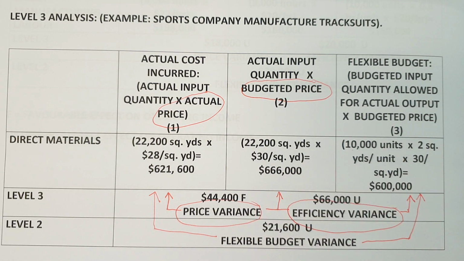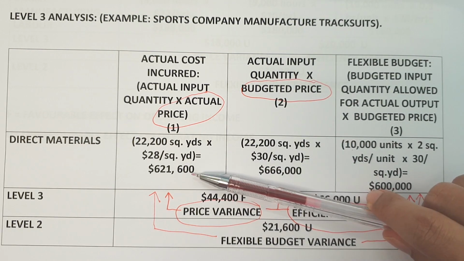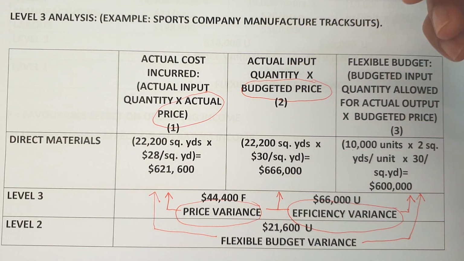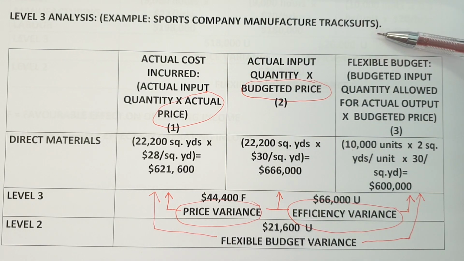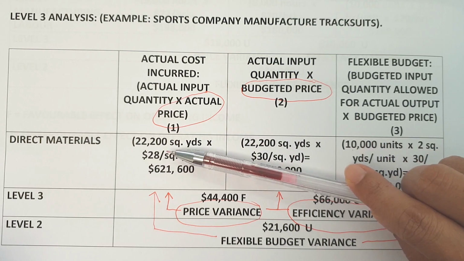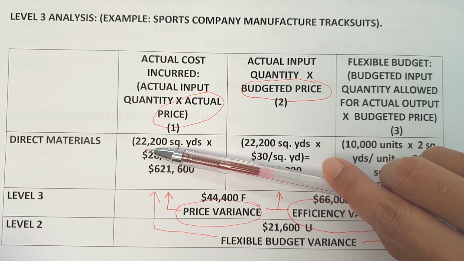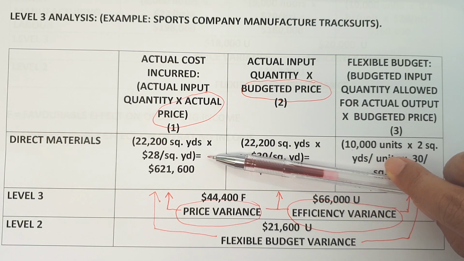Okay, so this is just an example. In order for us to produce a blanket, let's take an example that I already said. Let's say the sports company manufactures track shirts. Because they want to produce track shirts, in column 1 they use 22,200 square yards of the cloth or the material for them to make the track shirt.